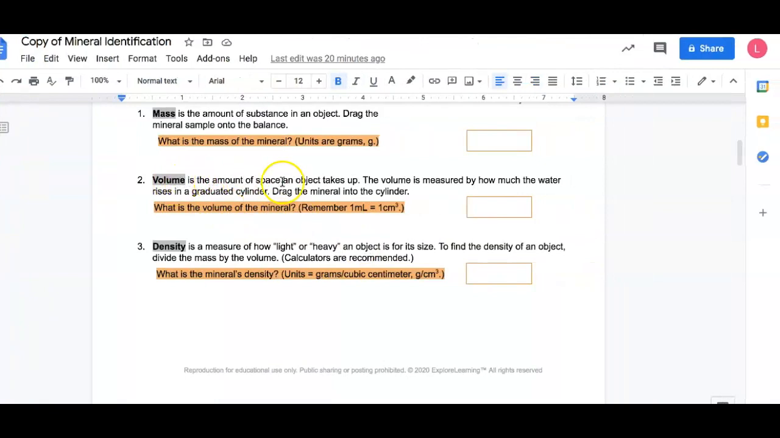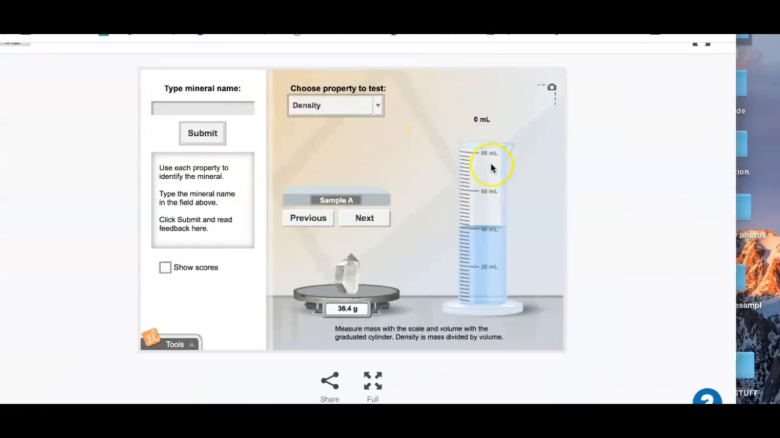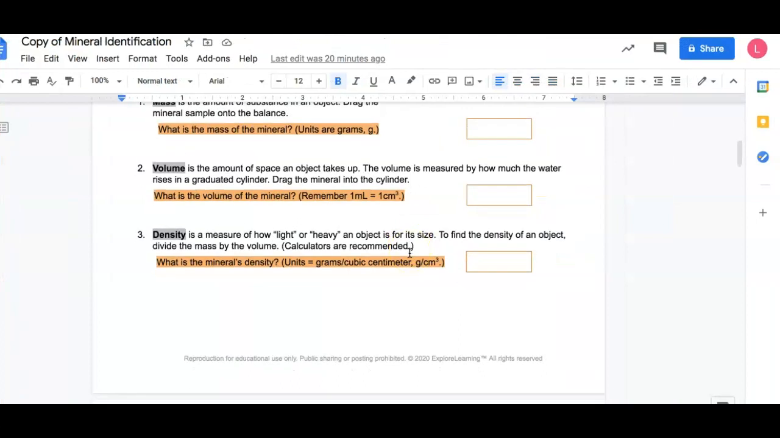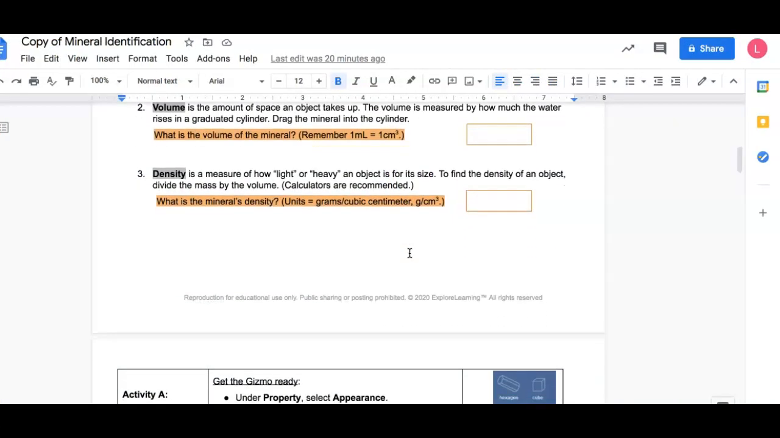Volume is the amount of space an object takes up. The volume is measured by how much water rises in the graduated cylinder. Drag the mineral onto the cylinder. We're going to find out the volume. And remember that we're going to do this in milliliters. So then I would drag this to the cylinder. What is it going to get me? How much did it rise? So look at before and after. How much did it rise?